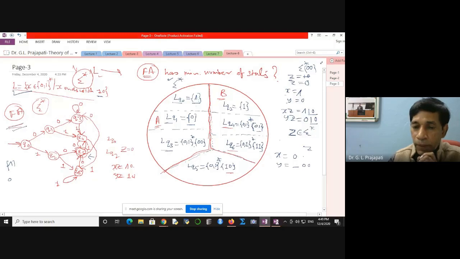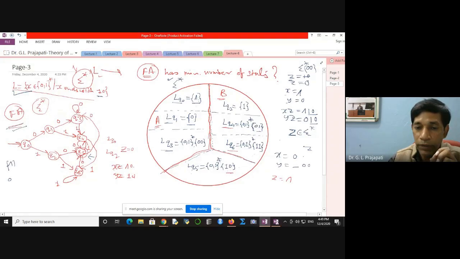Now, can you distinguish the strings from LQ5 with LQ6? No, because this string ends in 10 and this ends in 11. You can take Z as the null string also. So this is not in the language, but this will be in the language. So you can distinguish this with this.